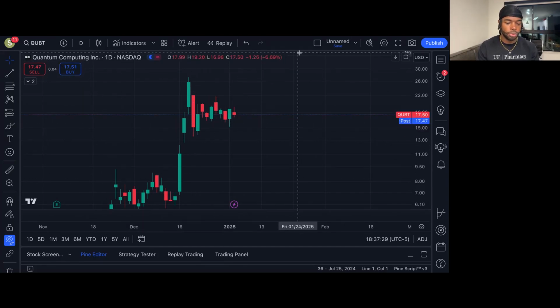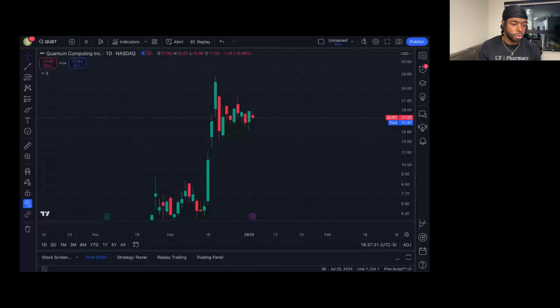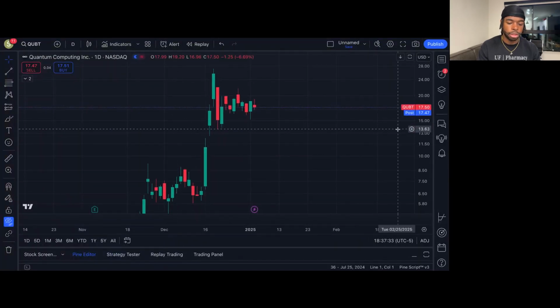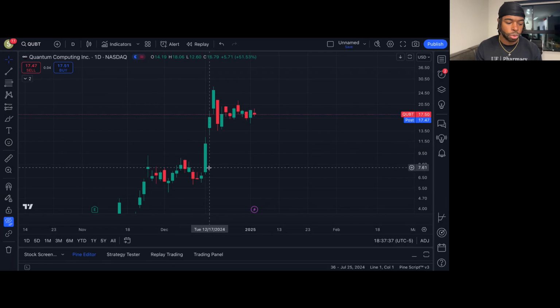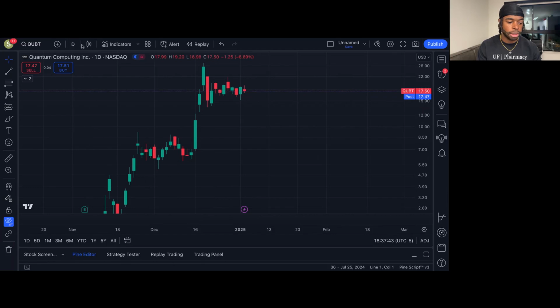So QUBT, so if you pull up your Tradingview, you'll basically just have a blank chart just like this. So we all know that green bars are bull bars showing that price is going up. Red bars are bear bars showing that price is coming down, okay? So we're looking at the daily time frame, all right?